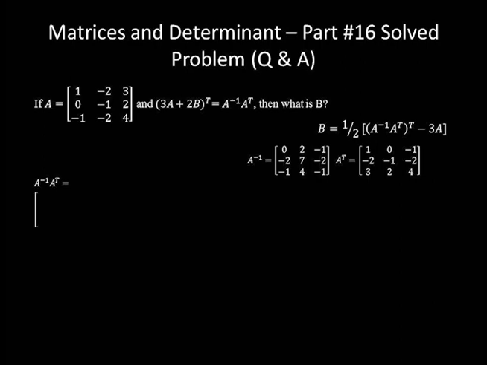To find the entry in first row, first column, multiply the first row of A inverse with first column of A transpose. 0 times 1 plus 2 times negative 2 plus negative 1 times 3.